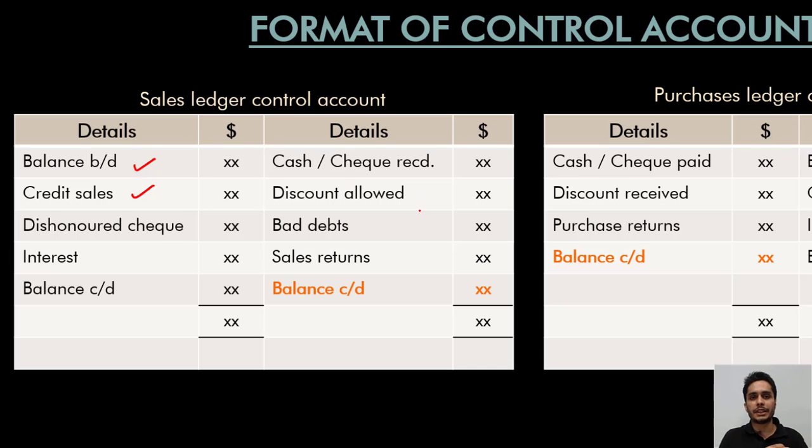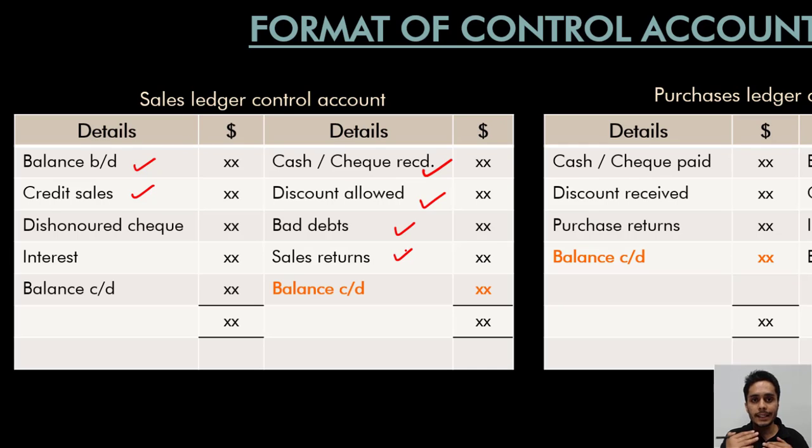So when the customer pays you the amount due, cash or check is collected, the amount will be on the credit side. Discounts given to customer on the credit side, bad debts and sales returns also on the credit side, because these transactions decrease the amount receivable from the customer.